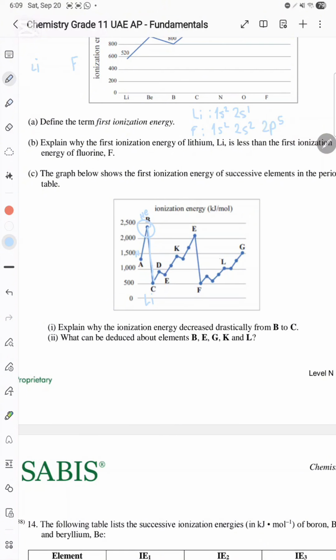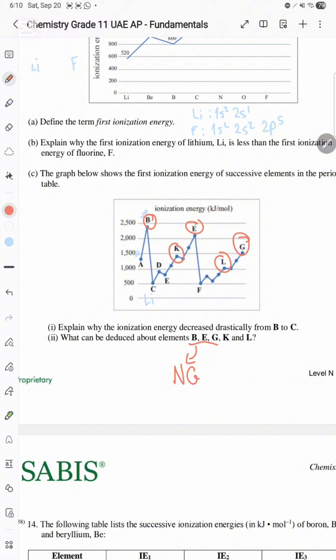Now, what can be deduced about B? Let's put them in red: B, E, G, K, and L. We can tell that B, E, and G, since they are peaks, the highest points before they drop, are noble gases. So these three are noble gases.